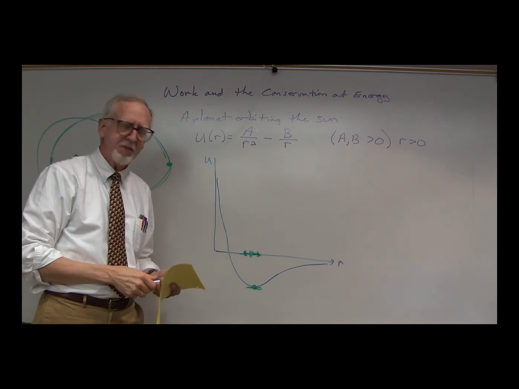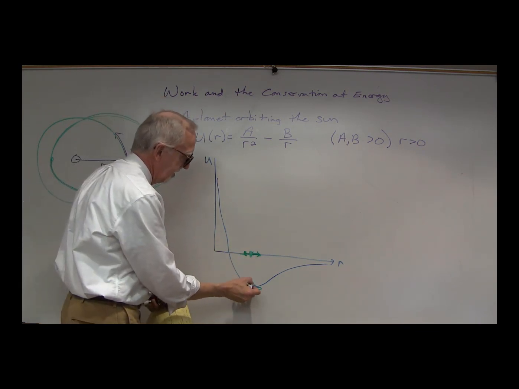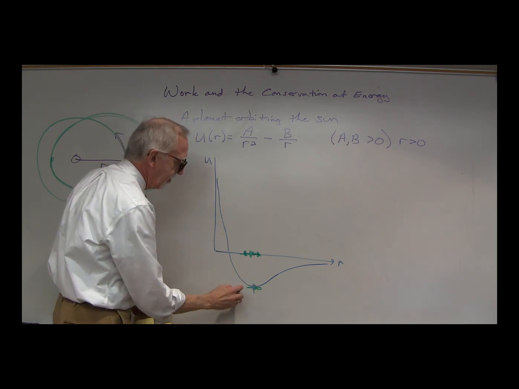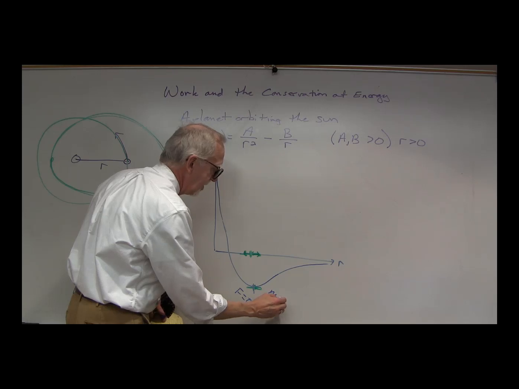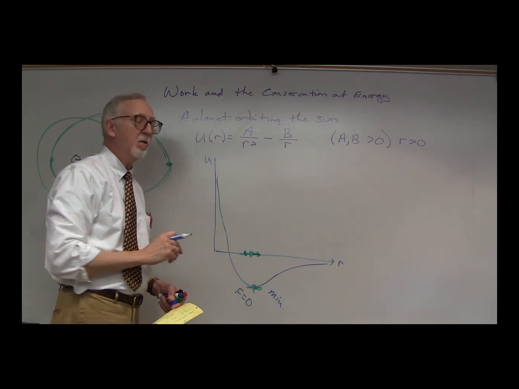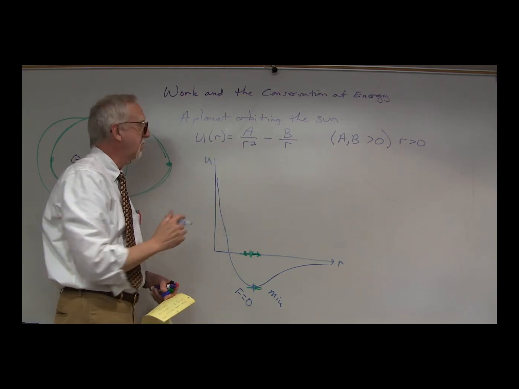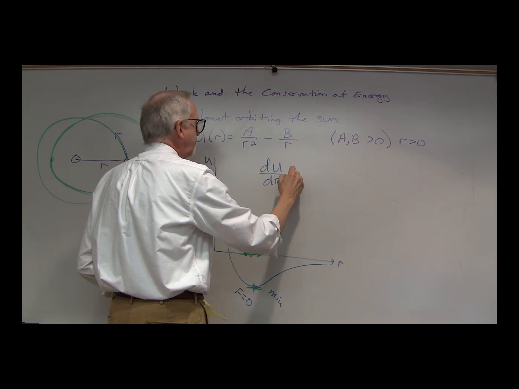All right, very, very interesting. What is this stable radius? Well, that's going to be where the force is equal to 0. In other words, where the potential is a minimum. So where is this a minimum? Well, let's differentiate and figure out where that derivative is equal to 0. So let's figure out what dU/dr is.